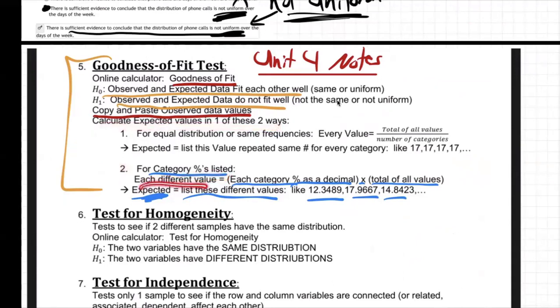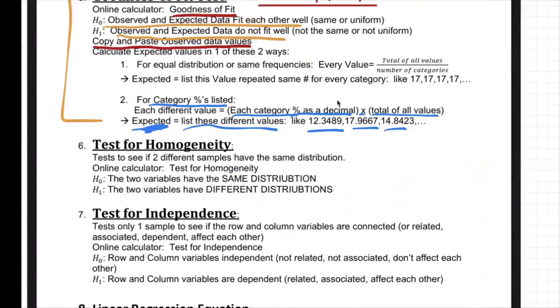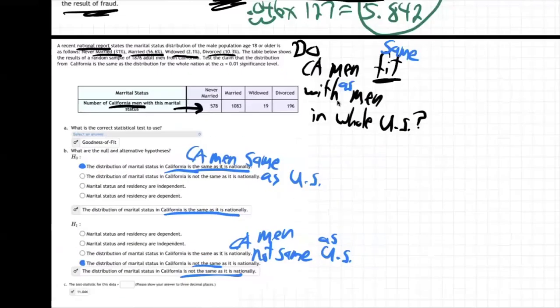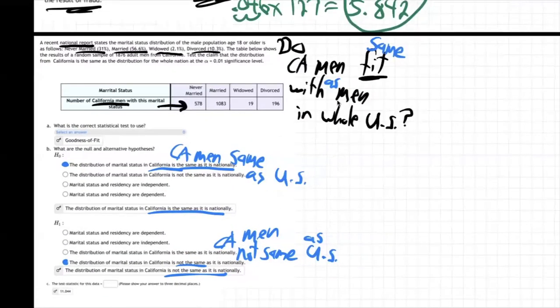What are you going to do? For each different value, it's each category percentage as a decimal times the total of all values. And then you list them with commas in between them. So, okay, I'm going to come back here and do that. I'm going to take each category percentage. In fact, let me just write them in here.